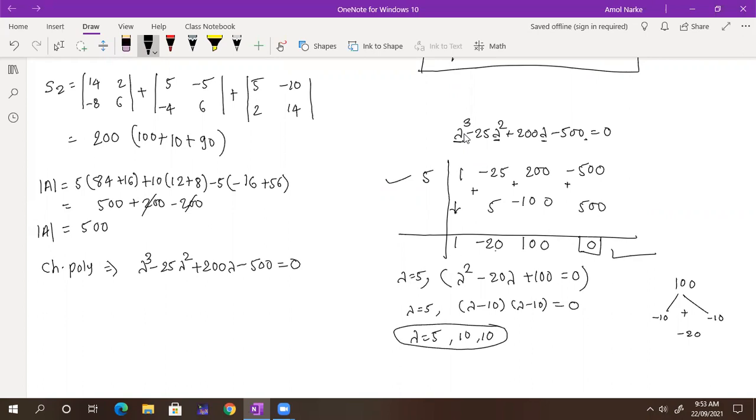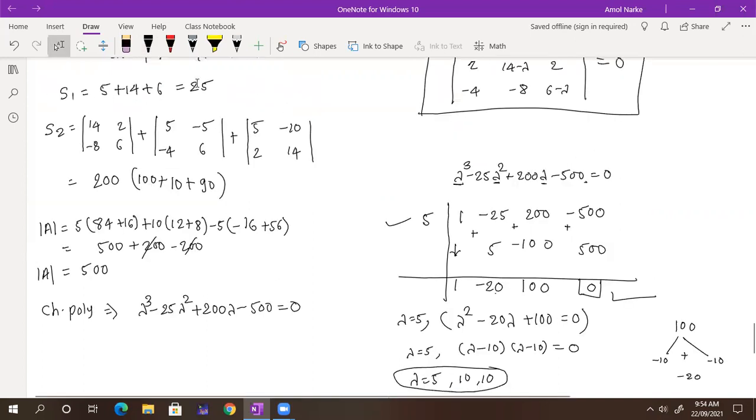And you can see what the sum of eigenvalues will give you. What is the sum of eigenvalues? Trace of A. So what is our trace? Just check it out. You are getting 25: the sum is 10 plus 10 plus 5, which is 25. And what will the product of eigenvalues give? Determinant of A. So check it out: 10 into 10 into 5. 10 into 10 is 100, 100 into 5 is 500. You are getting 500.